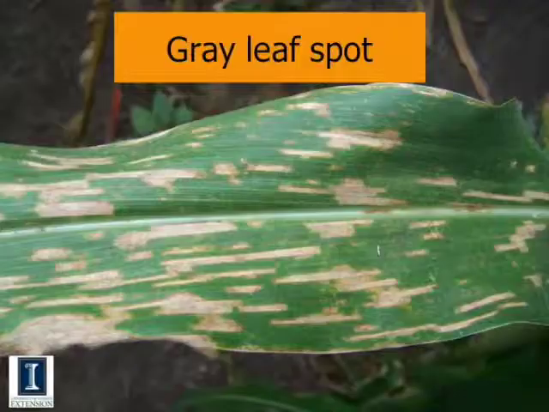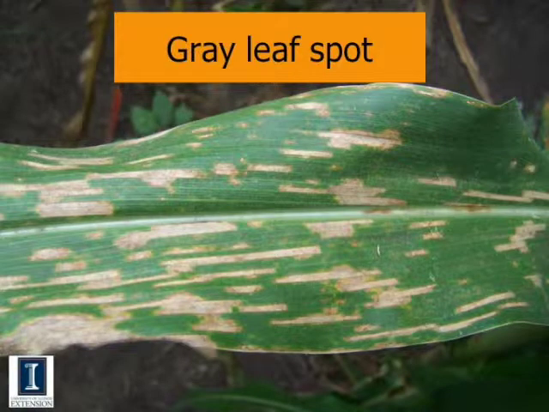You really need to know a little bit about your hybrid, how susceptible it is, but also scouting to see what kind of disease levels are out there. Two of our main foliar fungal diseases that we deal with are gray leaf spot and northern corn leaf blight. This is what gray leaf spot would look like early on, pre-tassel, before it's really starting to blow up.